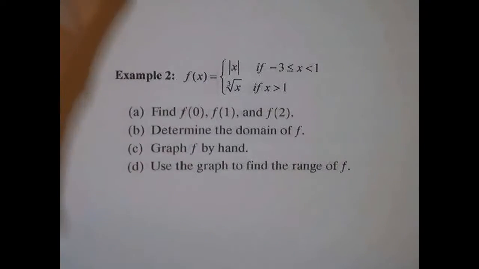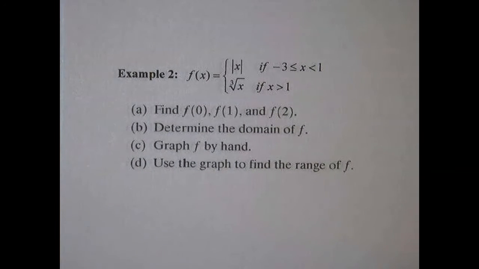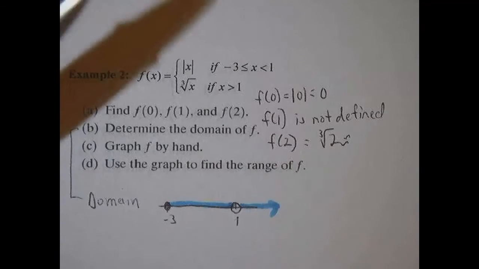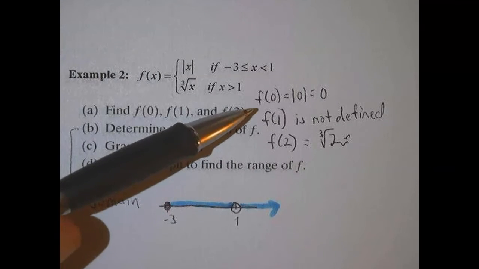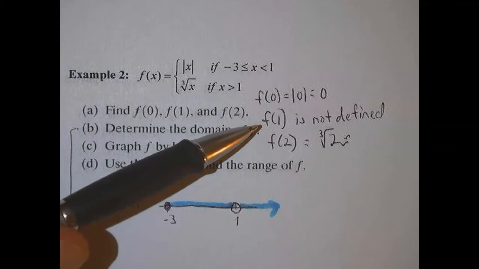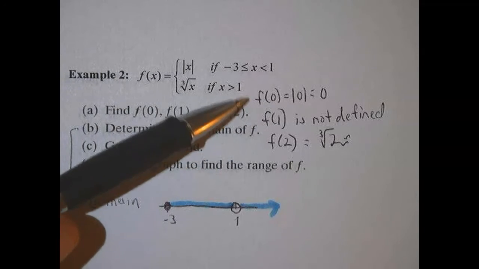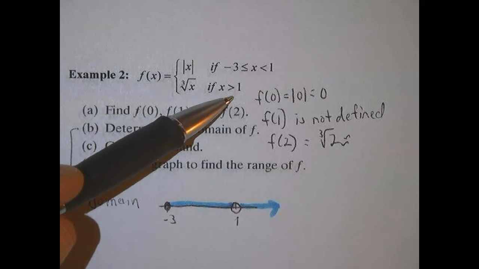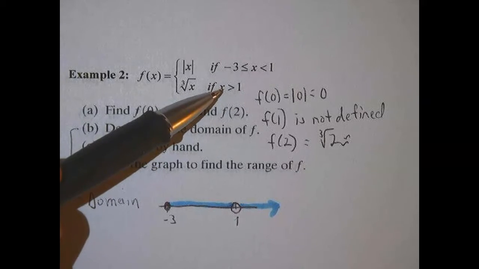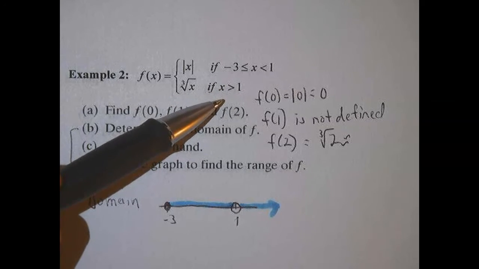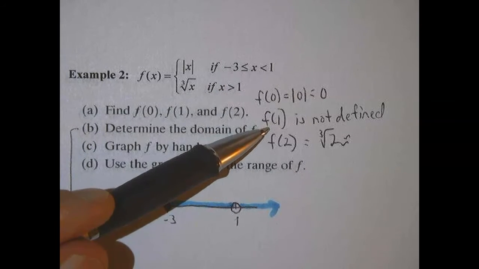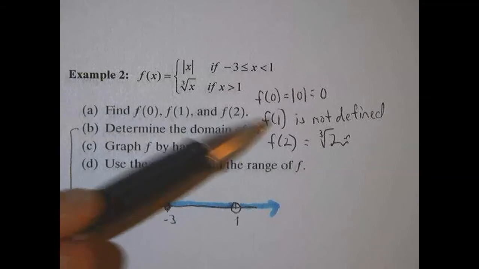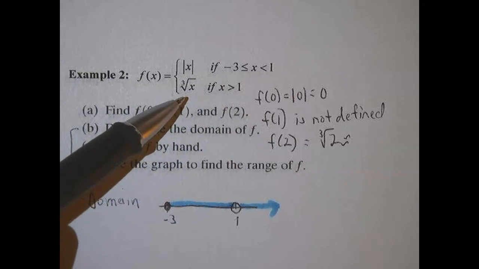Okay, let's look at the next example. So why don't you look at these, take a minute, and see if you can figure out parts A and B. Okay, so first thing, f of 0, pretty straightforward. F of 1, however, not so straightforward, because you look at this one, it doesn't include 1. You look at this one, it doesn't include 1. You realize, I don't know what to do for 1. In fact, it's not defined. You're not told, it's not part of the function. It's not in the domain. F of 1 is not defined. F of 2 requires this one.